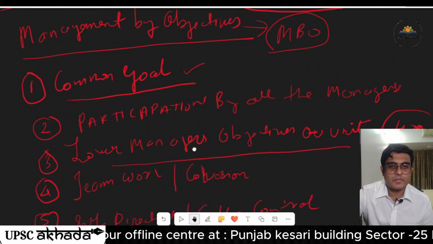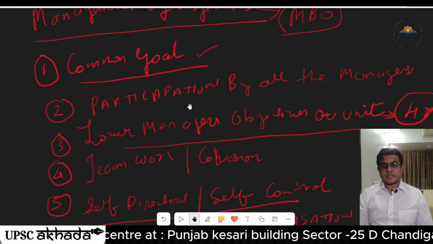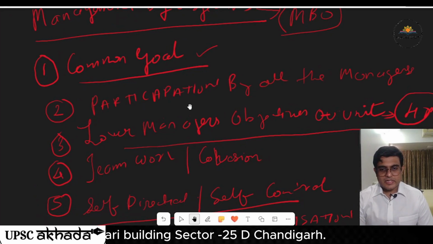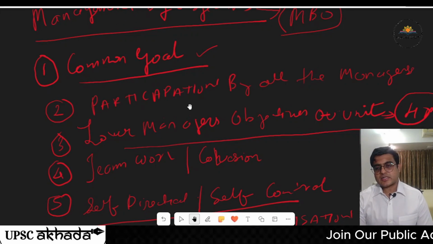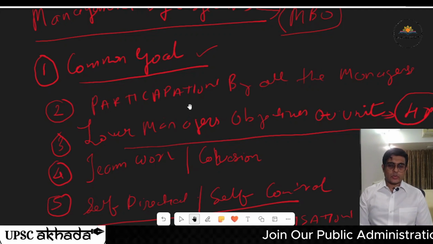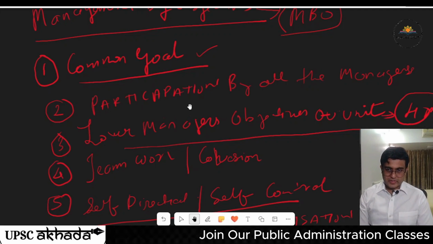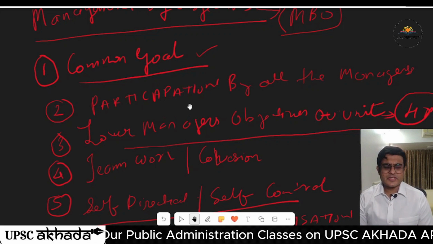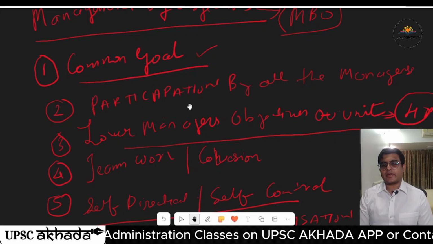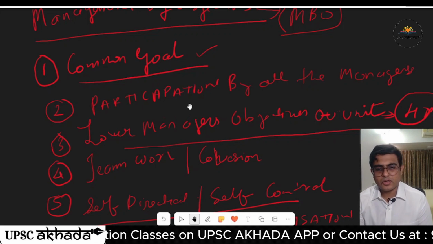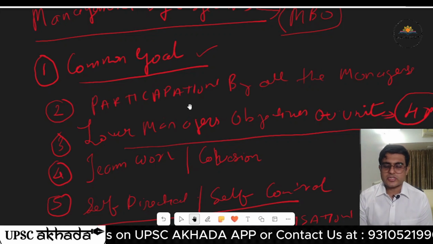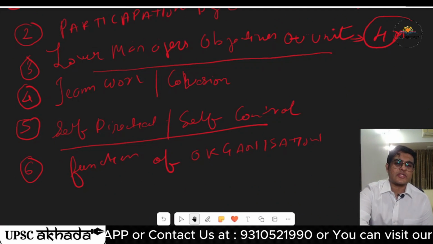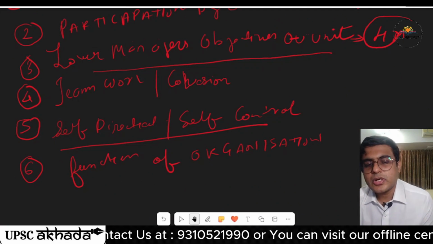So in management by objectives, there should be a common goal, with participation by all the managers in framing the goal and objectives. Lower managers should formulate objectives for their own unit. There should be teamwork and cohesion in the entire organization. This will result in self-directed and self-controlled behavior by the people in the organization towards achieving the goals, and achieving this common goal becomes the function of the entire organization.